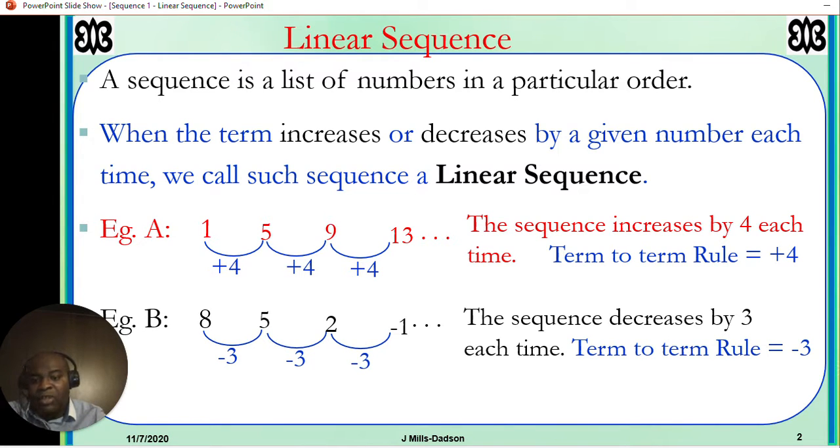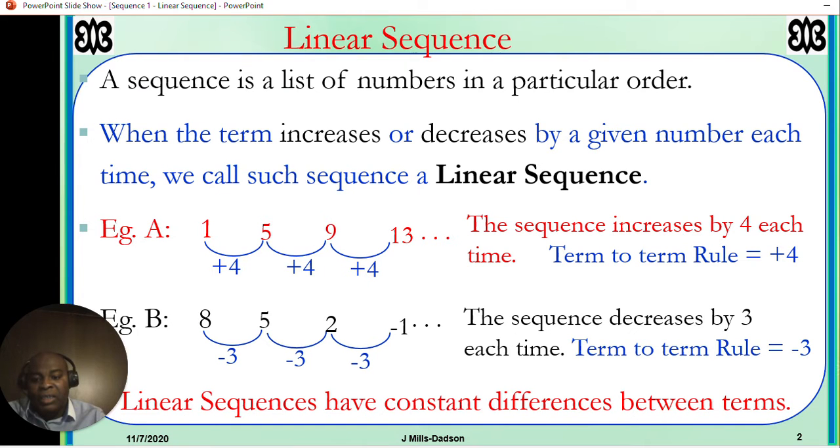So from these two examples, we could see that linear sequences have constant differences between the terms. Constant differences, because from 1 to 5 is add 4, 5 to 9 add 4, and that repeats in this particular sequence. In the second example, from 8 to 5 we take away 3, 5 to 2 we take away 3. So that's also a constant difference. So linear sequences have constant differences between the terms.